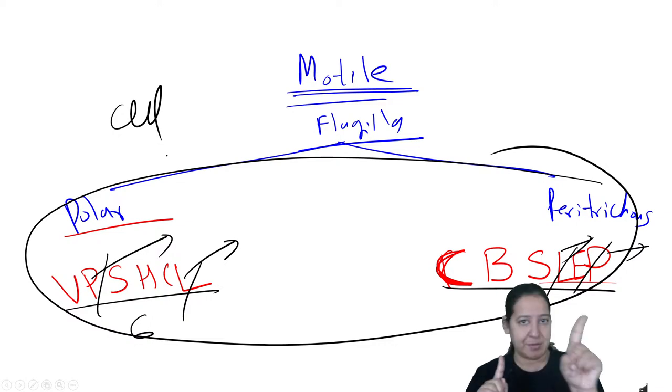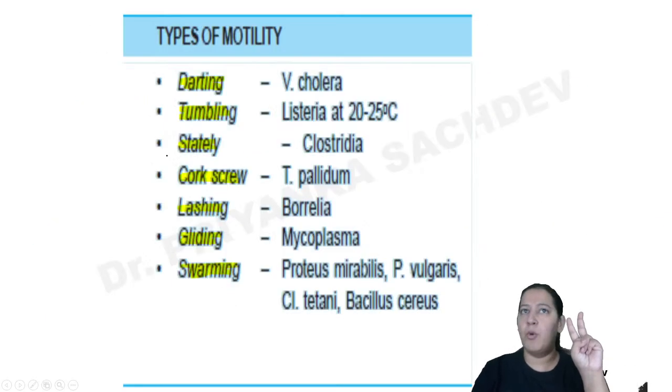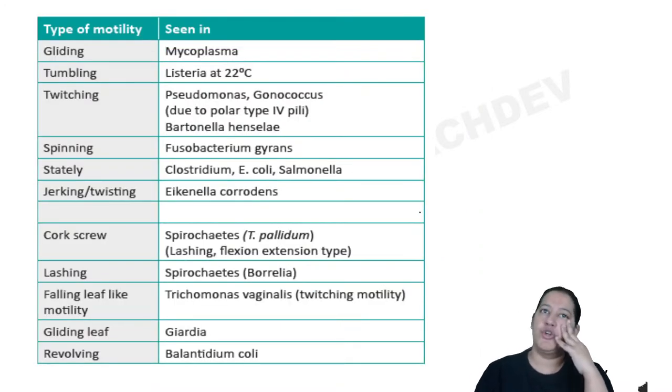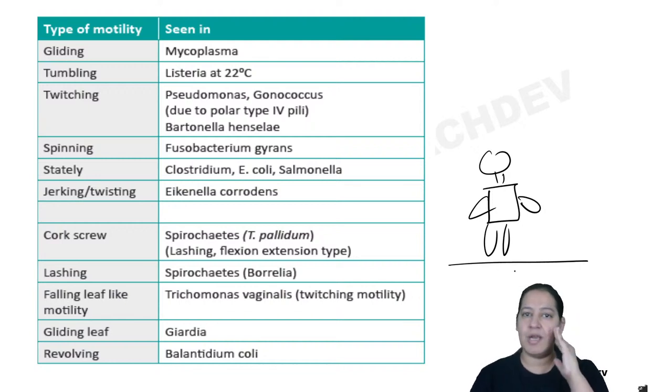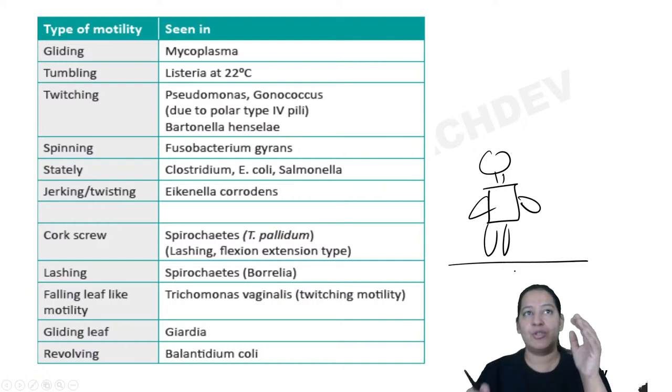So we are done with motility. In motility there is one more table: the various types of motility you should learn. Everyone walks, but everyone's gait is different; some stagger, some walk in circles, some walk some other way. In the same way, motility is different in different bacteria.